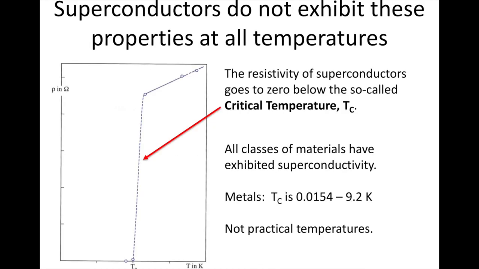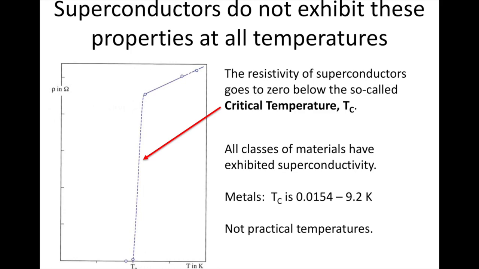All right. So superconductors don't possess these properties at all temperatures. Otherwise, everything in the field of electric conductivity and so forth would be solved. We have no losses. There's nothing to talk about, right? So superconductors only possess this below a certain temperature, and we call that the critical temperature, T sub C.